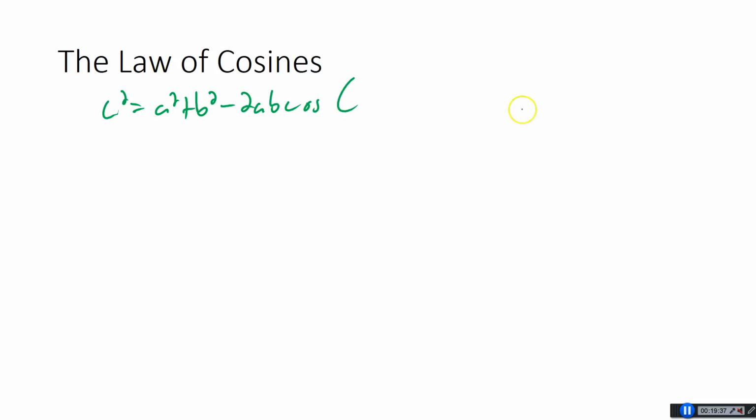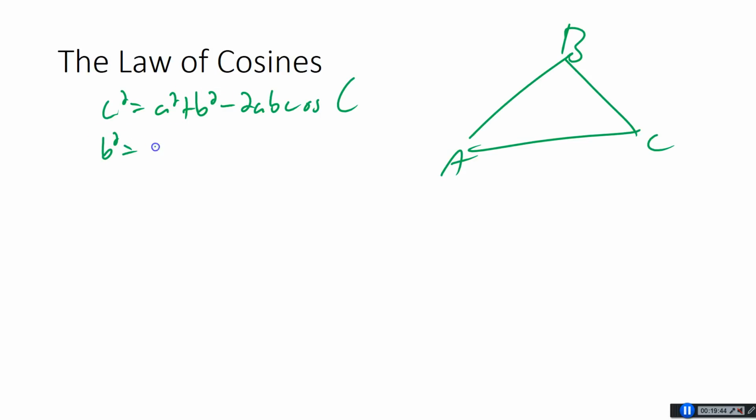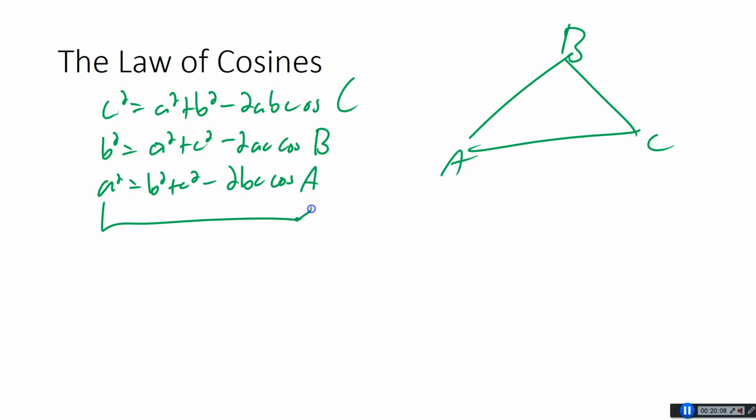Now because the lettering of a triangle is arbitrary, it doesn't really matter where you put the a, the b, or the c. You can do this with any of the letters. So you could do b squared equals a squared plus c squared minus 2ac cosine of b. The important thing is that the side you have by itself on one side has to be across from the angle that you use for the cosine. Our last one could be a squared equals b squared plus c squared minus 2bc cosine of a. Once again, the side that you have by itself and the angle have to be across from each other.